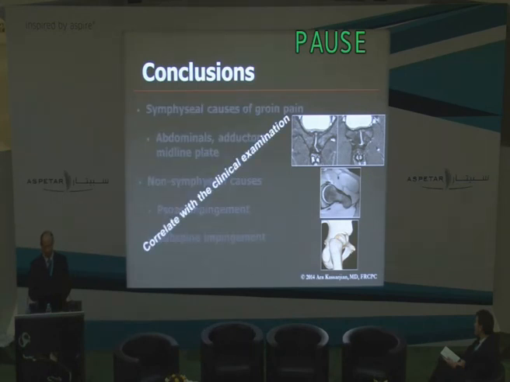But the bottom line is, and I think we heard this a lot yesterday, and we're going to hear this over and over and over again, the key is to correlate the imaging with the clinical and the clinical with the imaging. Sometimes we see so many things on MRI, especially in athletes, and a lot of them have absolutely no clinical relevance. So I think it's very important to keep that in mind.